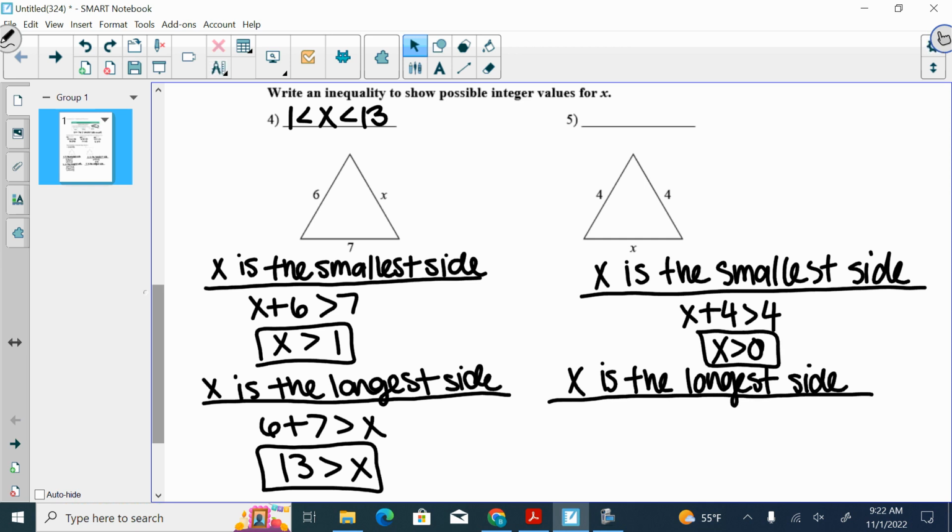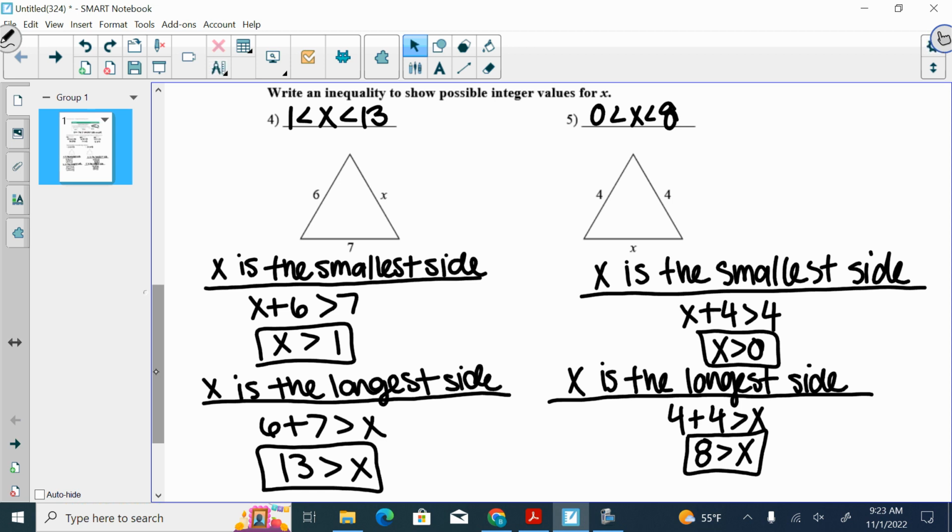All right, and if x is my longest side, what am I going to set up? Good. And what statement would make this true? Nice. All right, so 8 is greater than x. X is greater than 0. What am I going to write as my inequality up here on the line? 0 is less than x, which is less than 8. Very good. So it ranges anywhere from 0 to 8.